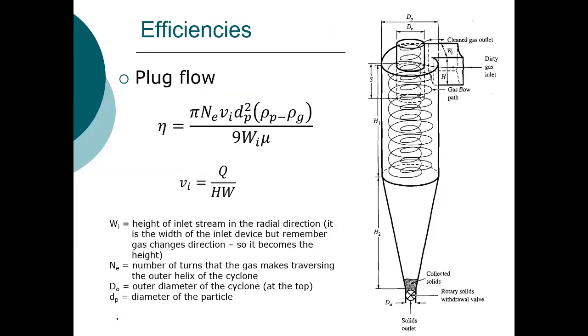We can determine the efficiency of these systems using this equation here. So efficiency, as we've kind of talked through the parameters that affect efficiency, now we can quantify this. N sub E is the number of turns that the air is making as it moves down the centrifugal separator. V sub I is the velocity as it enters the centrifugal separator. So it's your flow rate divided by the height of the inlet times the width of the inlet.